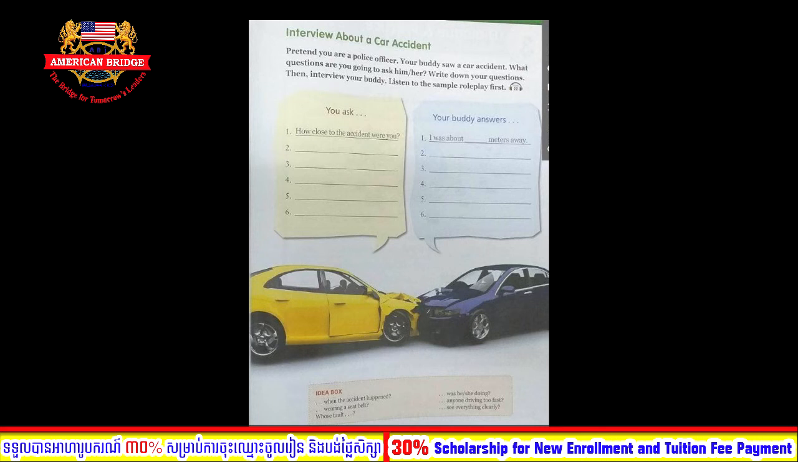Right, excellent. Now, I know maybe sometimes you don't know how to start to write, so let's have a look at the idea box at the bottom, in the yellow box. Okay, when the accident happened, wearing a seatbelt, whose fault? What was she doing? Anyone driving too fast? See everything clearly. Okay, see everything clearly.